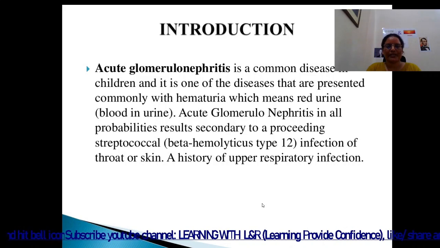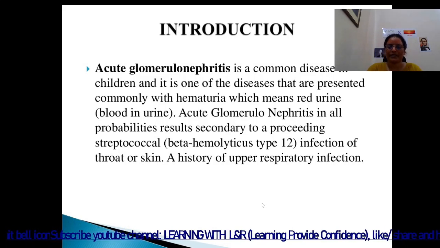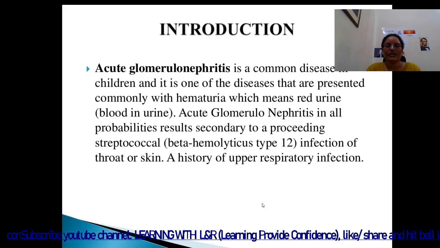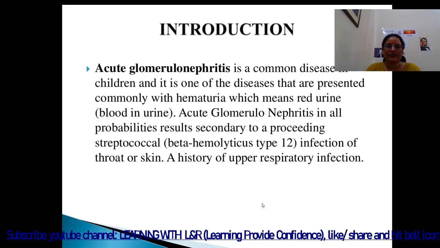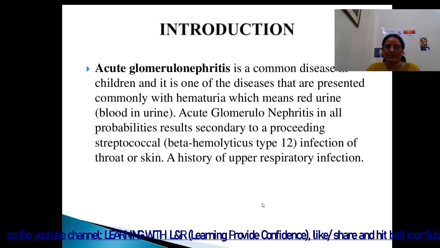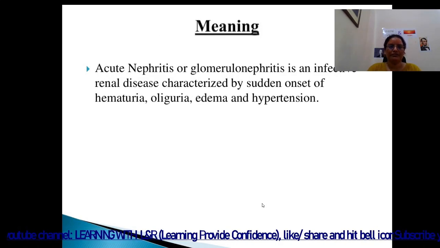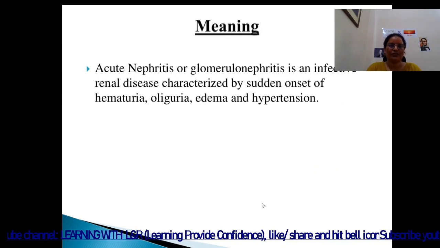A history of upper respiratory infections. When we collect the history from the parents or family of children suffering from acute glomerulonephritis, they mention the upper respiratory infection. What is the meaning of this?